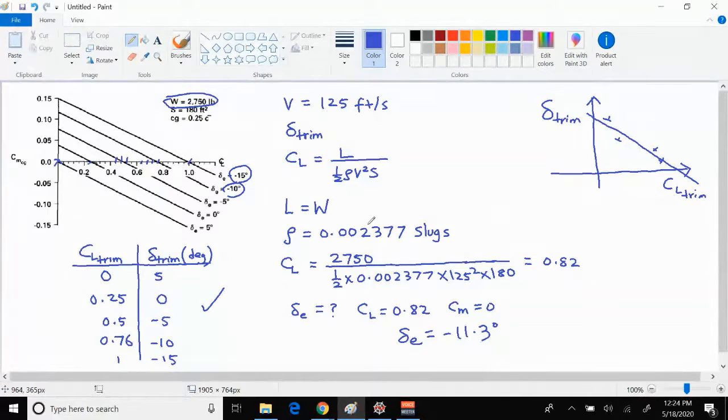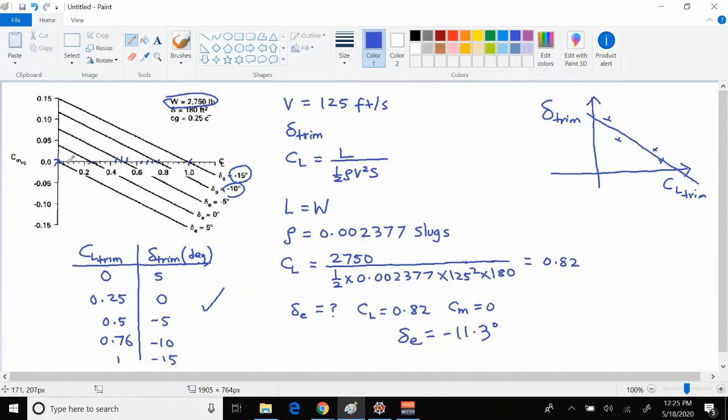0.002377 slugs per cubic foot. This value assumes that the aircraft is flying at sea level, and the planform area is also given as 180 square feet. So the value of the lift coefficient to two decimal places is 0.82.